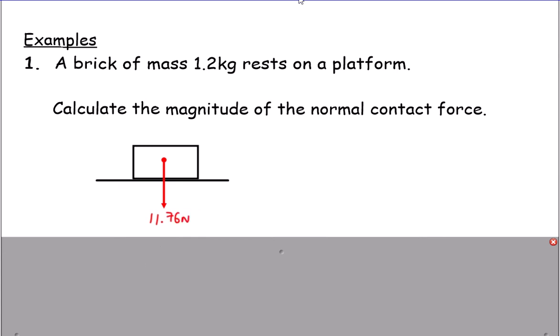Okay, it's resting, so its acceleration is 0. Acceleration is a double arrow, remember? Okay, I mean its velocity is 0 as well, but it's acceleration that's most important here. Because its acceleration is 0, we're in equilibrium. That tells me that the contact force upwards must be equal to the weight.